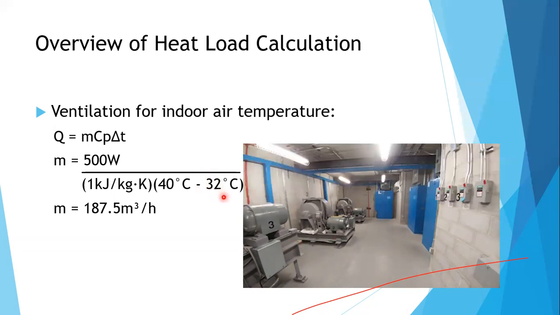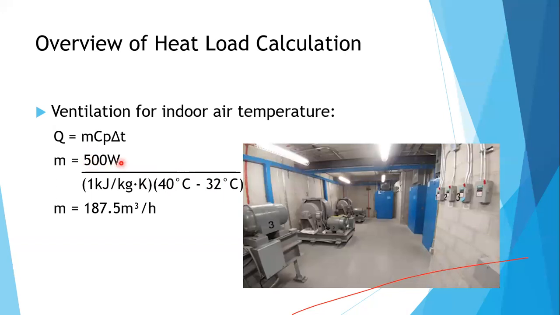32, where did we get the 32? 32 is the design outdoor air temperature, since we are assuming that the air used to ventilate the space will be from the outside. So this is the outside temperature. This is the maximum temperature needed for this room so that these motors will be operational. So that's how we get the 40 and the 32.